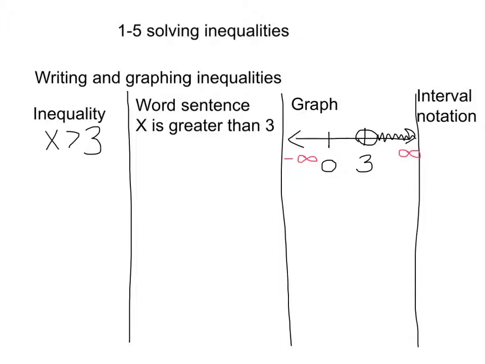So we read graphs from left to right, so I have nothing, nothing, nothing, nothing, and then the first thing I come to is my open dot at 3. Since it's an open dot at 3, it gets a parenthesis, and then after 3 it doesn't stop until it gets to positive infinity, so you do (3, ∞) with another parenthesis. Always at infinities you get a parenthesis, so that's how you write your interval notation for that inequality.